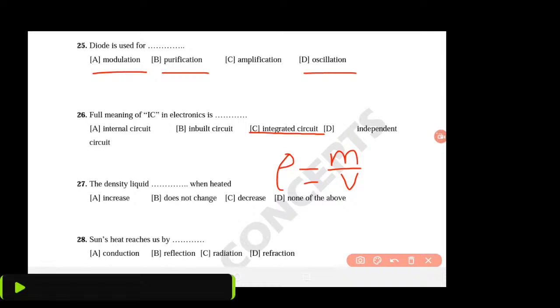So the correct option here is option C. Okay, now question number 28 says sun's heat reaches us by, the process through which sun's heat reaches us is known as radiation. That is the mode of heat transfer that involves the sun and earth. The correct option for 28 is C, which is radiation.